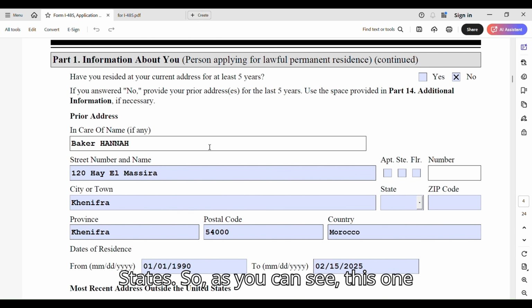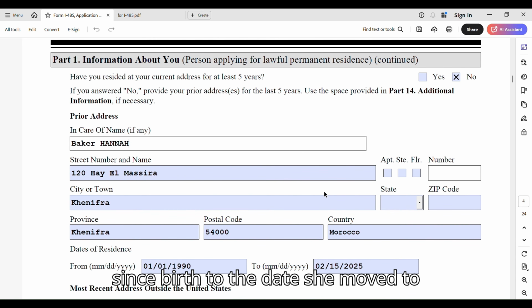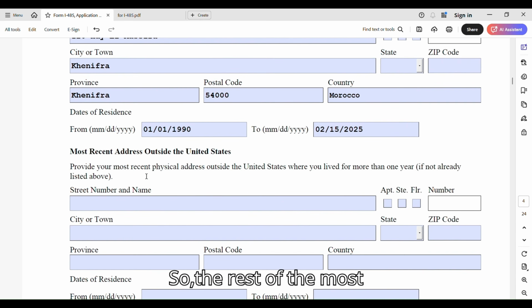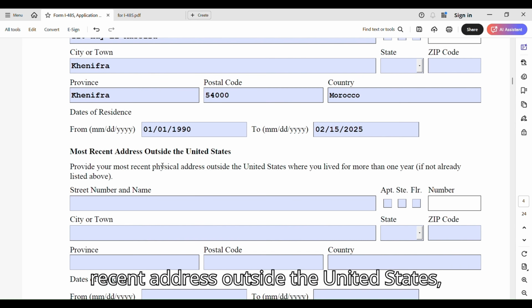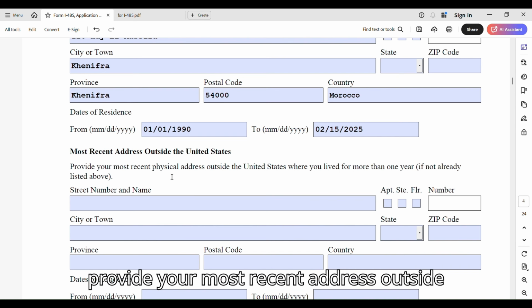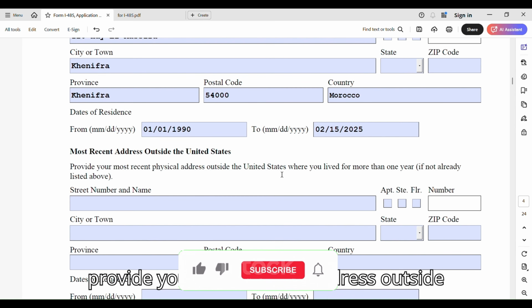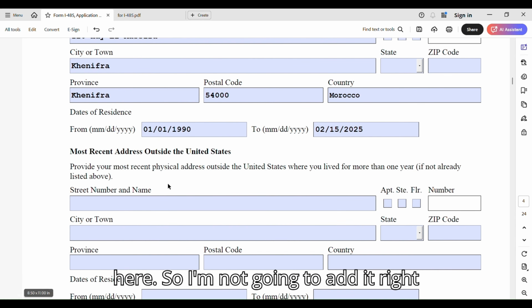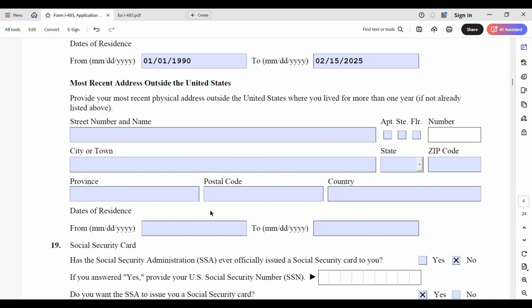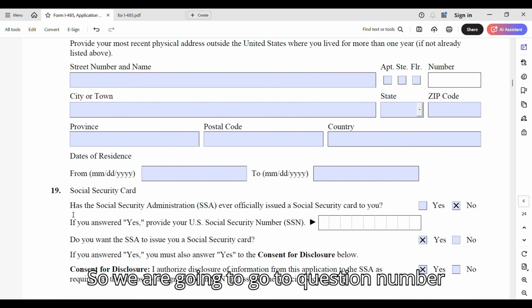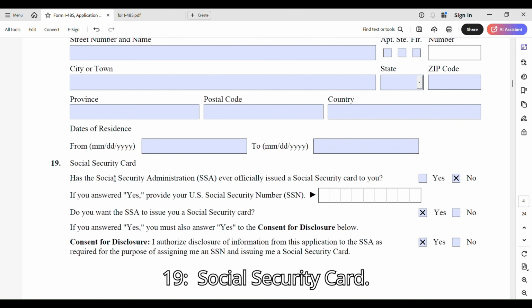As you can see, this one, since birth to the date she moved to the United States, is more than 5 years. So the rest is the most recent address outside the United States. Provide the most recent address outside the United States where you lived for more than 1 year, if not already listed above. It's already listed above right here, so I'm not going to add it, because it's already listed above. So we are going to go to question number 19, Social Security Card.